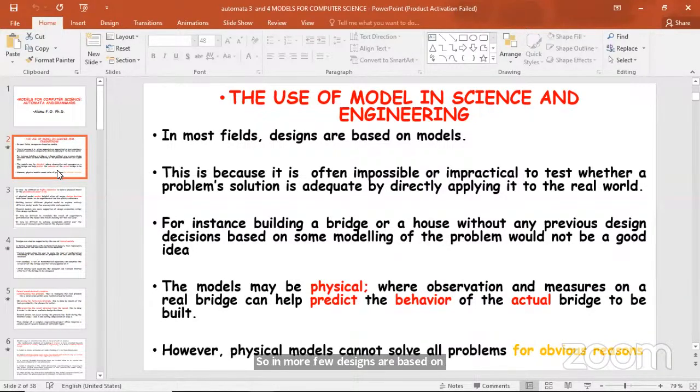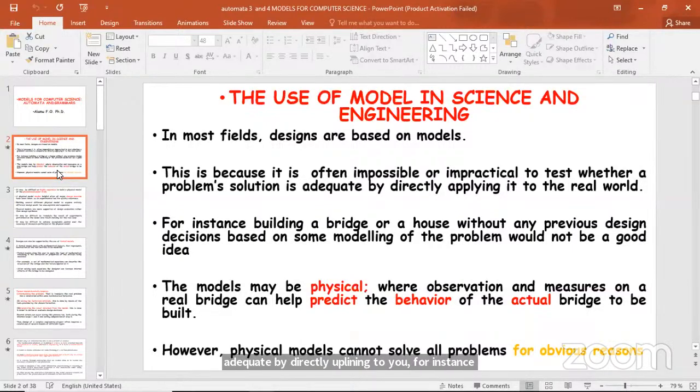So for you to carry out any form of design, any form of construction, any form of simulation, you must come up with some kind of model. Now, this is because it is often impossible or impractical to test whether a problem solution is adequate by directly applying it to the real world.